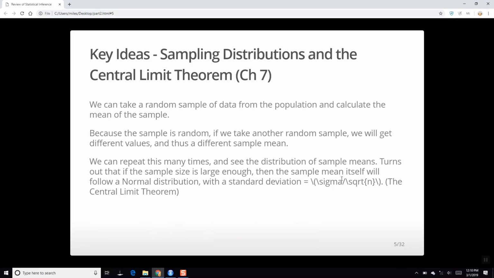And we can repeat this a whole bunch of times, and each time we'll get a different sample mean. And it turns out that if you do this enough, if you keep track of all the different sample means you get from all these different random samples that we're repeatedly drawing from the population, all of those sample means themselves will follow the normal distribution, okay? Provided that your sample size is large enough, okay?